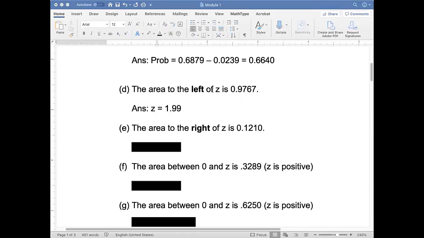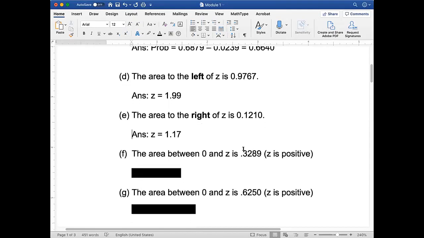The number is 0.1210, so let's try 1210. I'm looking for a fairly small one. 1210, okay, it's right here, right? So you can find its corresponding z-score, which is negative 1.17. One thing you probably have to pay attention to is that I think the question was saying to the right of it. So you probably have to use 1, subtract this number, and then look for the probability. Okay, 1.17.